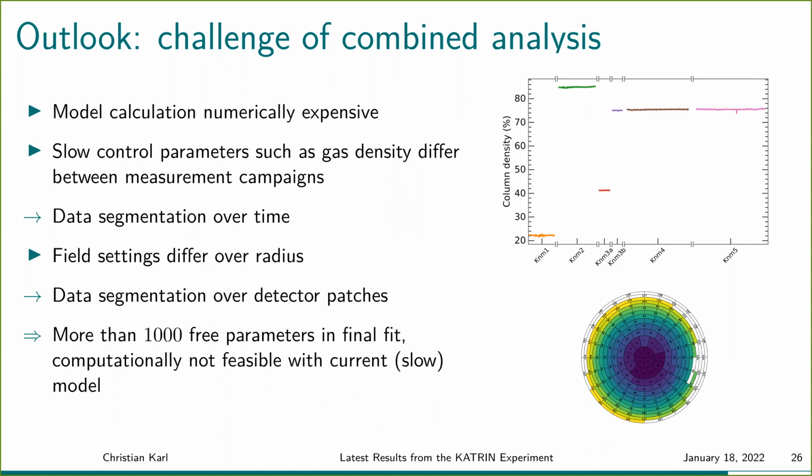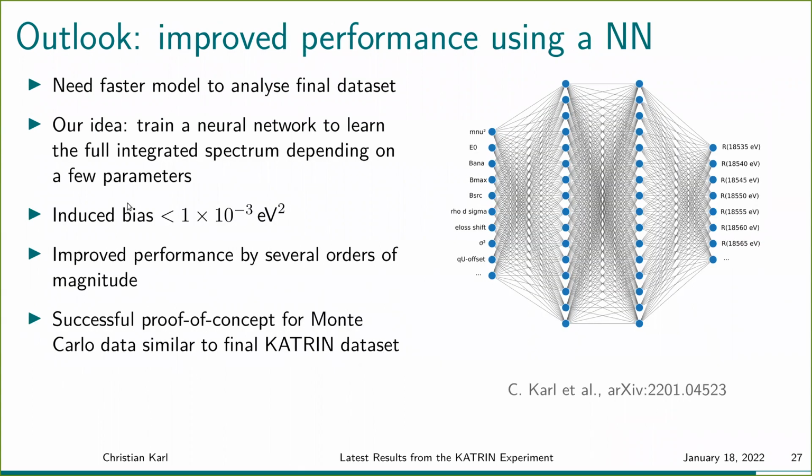So we need a solution to this, and something we came up with is to improve our performance using a neural network. So we needed a faster model to analyze this final data set, and our idea was to train a neural network to learn the full integrated spectrum depending on a few input parameters. You can see here in this visualization of the net that we plug in the neutrino mass squared value, the endpoint, and various of the systematic parameters. And in the end, what we get out is the actual integrated spectrum.